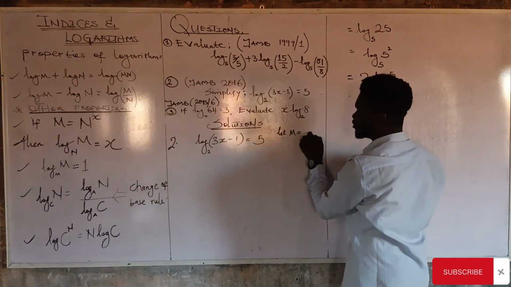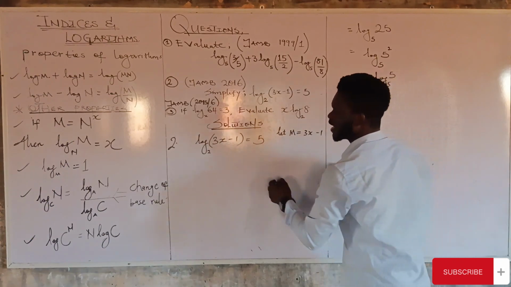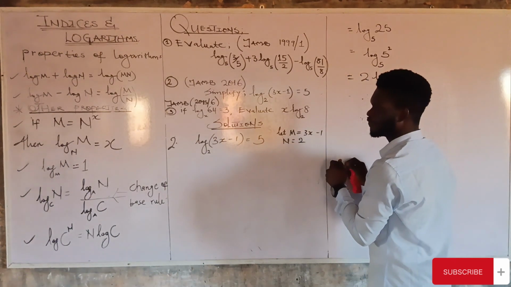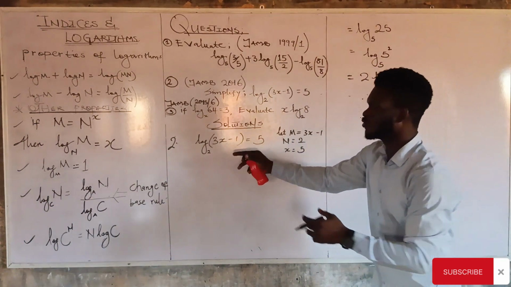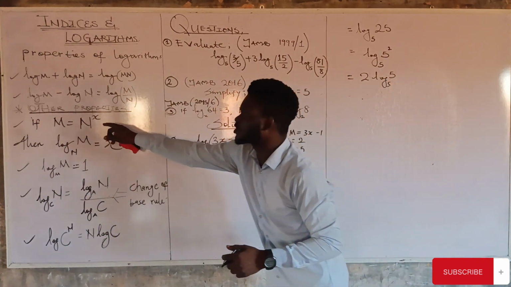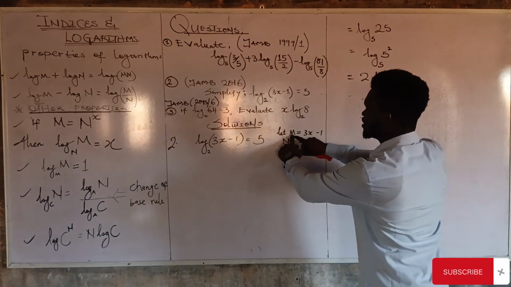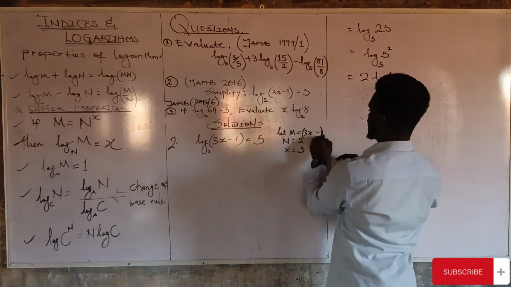So we say let m be equal to 3x minus 1. Then we also say let n be equal to 2. I will say let x be equal to what? 5. Because we're trying to compare these two together. So once you have done that, now we look at this equation. If m is equal to n raised to the power of x, so what do we do now? m is 3x minus 1.